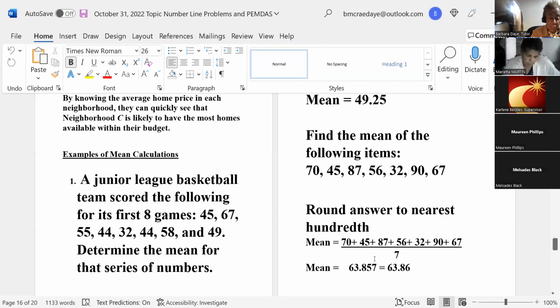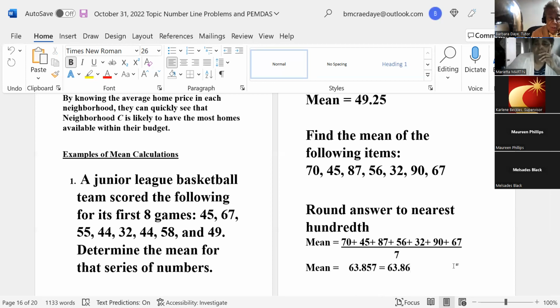Since the 7 is 5 or greater, that means you bump the number right next to it up by 1. So this goes to 6. If this had been a 3, then it would be 0.85. If this had been a 5, it would still be 0.86. But if it was less than 5, then you just round it to 63.85. Yes, that's correct. Okay, so Marietta, you understand mean now, right?